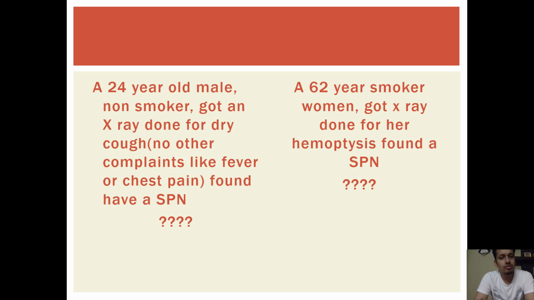So for example, a 24-year-old male non-smoker who got an X-ray done for dry cough and was found to have a solitary pulmonary nodule would be more likely to be benign than a 62-year-old female smoker who got her X-ray done for hemoptysis and was found to have a solitary pulmonary nodule.